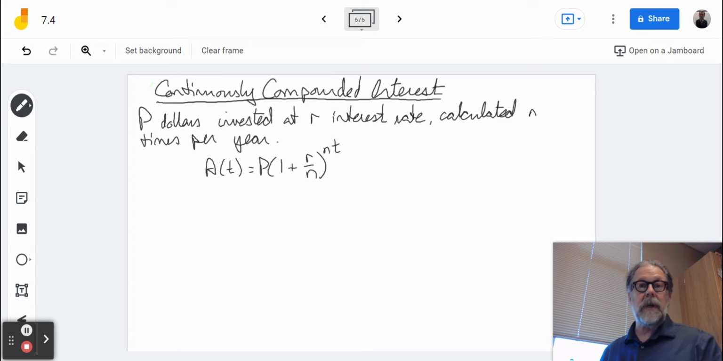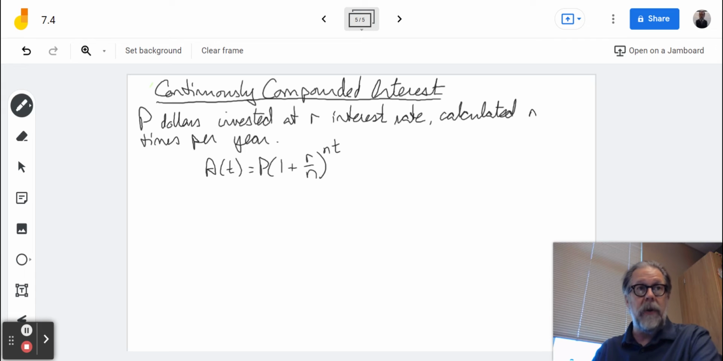Okay, let's talk about interest rates. First of all, let's go back and remind ourselves about compounding interest. If I invest P dollars at some R interest rate, I calculate my compounding N times per year. You may remember that the amount of money I have at time T, A of T, is P times 1 plus R over N to the power of NT.